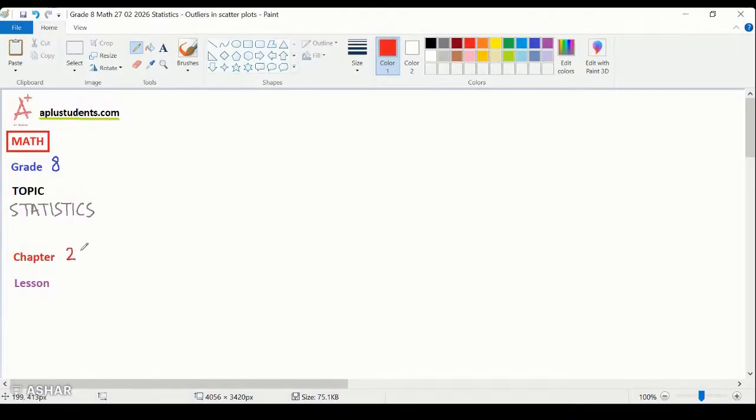Chapter number 25, lesson number 8, and the name of the lesson is Outliers in a Scatter Plot. Okay. A scatter plot is a diagram where dots have been plotted, and we need to identify a dot that is out of the bound.